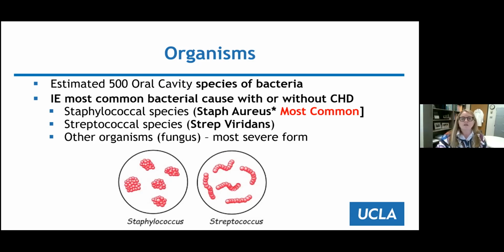In infectious endocarditis, the most common bacteria cause with or without congenital heart disease is Staph aureus. And then the second most common cause is Strep viridans. There can also be causes from fungus-related fungal infections in the bloodstream. And these are often the more severe cases that you'll see.